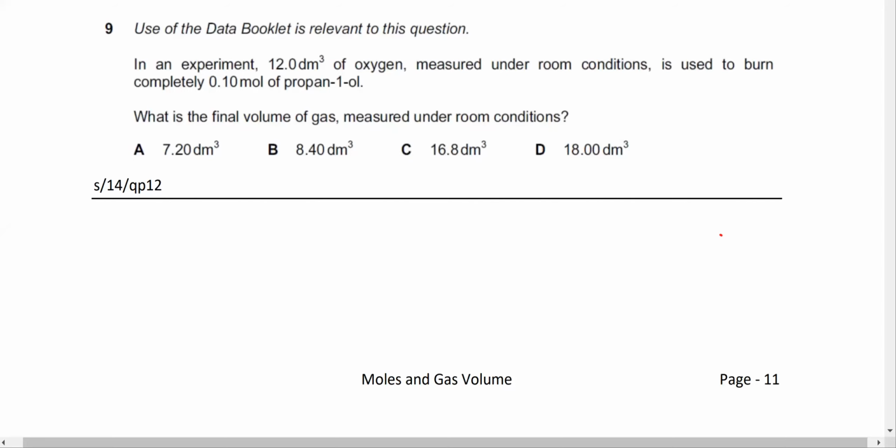So I'm going to just quickly do this. Propanol is C3H7OH. Remember, if you don't know what a compound is right now, simply Google it. Because if they're talking about propanol, you can just Google it and figure out what the formula is. It burns and it produces CO2 and H2O. This is what was happening.